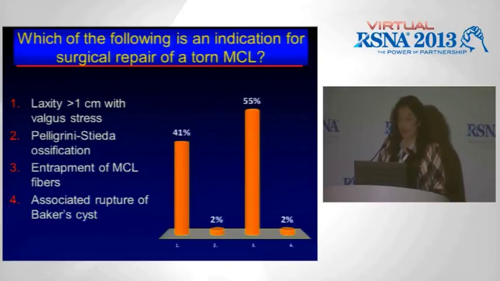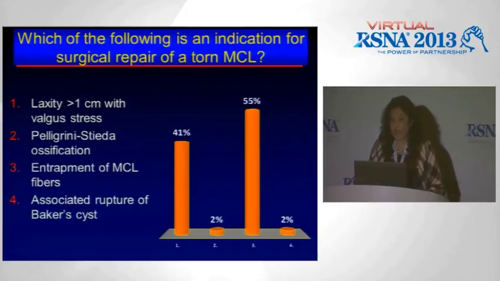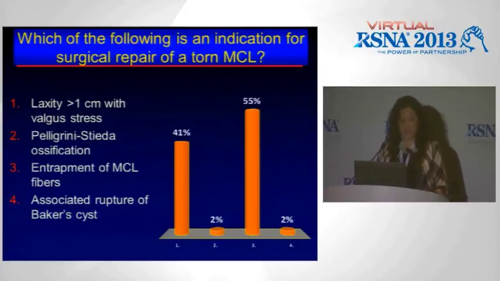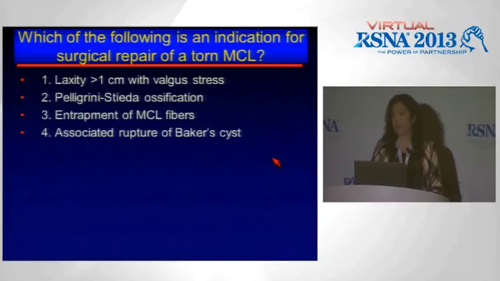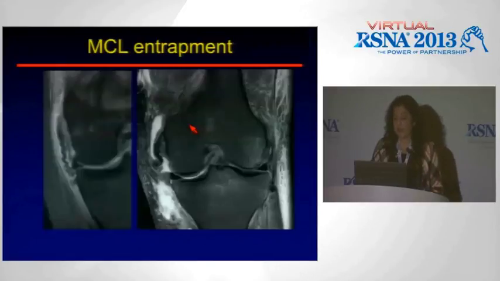Okay, so I think I can understand why a lot of people pick number 1. The correct answer is number 3. It's interesting, even with gross laxity, that these patients have very good non-surgical outcomes. So even the high-performance athlete with a high-grade MCL is generally going to be managed conservatively unless they have an associated meniscal tear that needs to be repaired or they have an associated cruciate ligament that needs to get reconstructed. But entrapment is an indication for surgical repair, and it is not common.